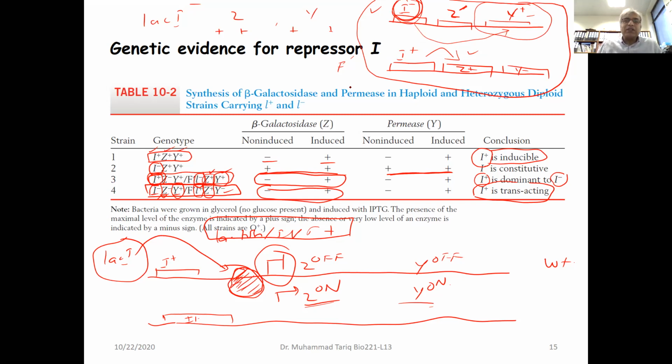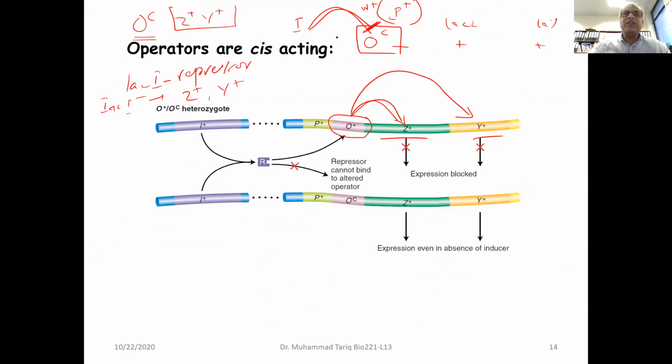Anyone else? Who else would like to try? Yes, sir. So your understanding is right because it's dominant. So Y plus should be inducible. Others, I would like to hear from others as well. Yes, sir, I agree. It should be inducible because the dominant will overrule the recessive trait. Very good. But there's a bigger conclusion being drawn here. The bigger conclusion is I is a trans-acting factor. You remember we learned from operator, it is cis-acting.